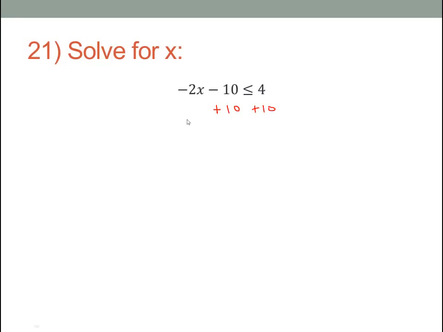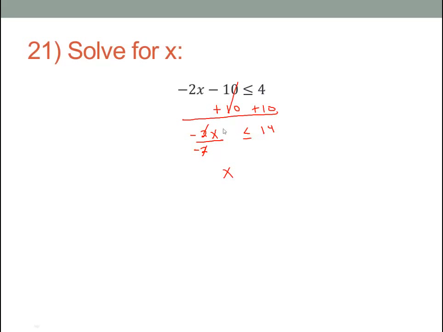Our goal is to get x all by itself. So since I have negative 10 or minus 10, I want to add 10 to balance that out and come over here and add 10 to the 4. So that will give me negative 2x is less than or equal to 14. Now I don't want negative 2 times x, I want 1x. So I'm going to divide by negative 2. That will cancel that out and represent 1x.